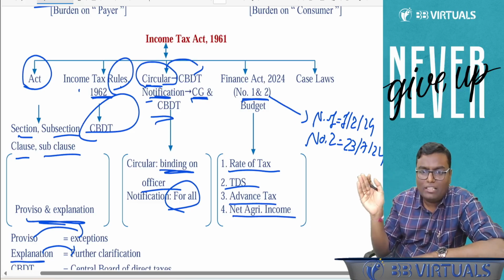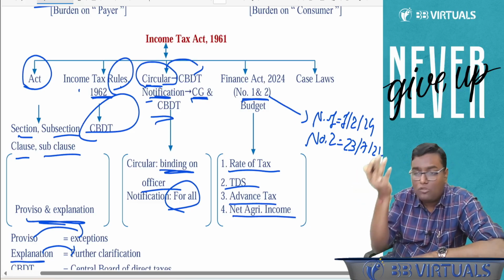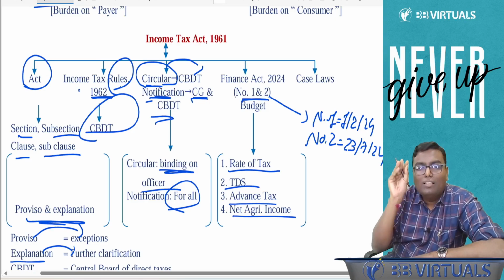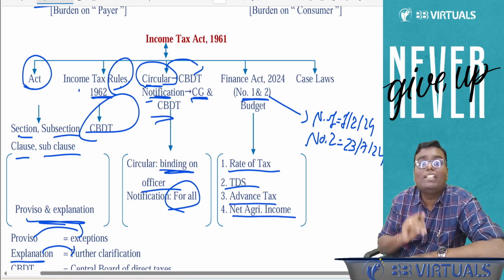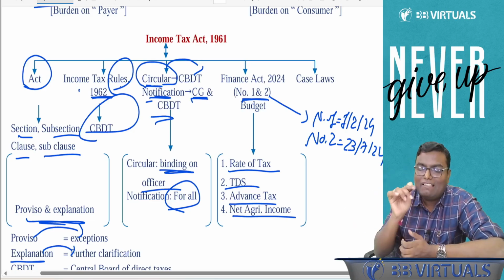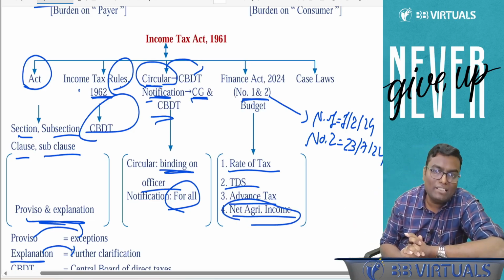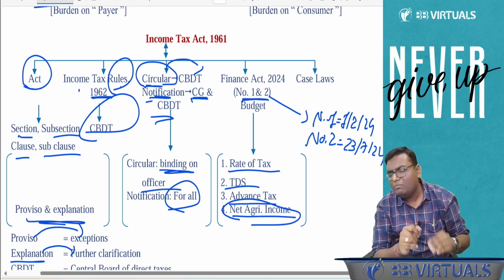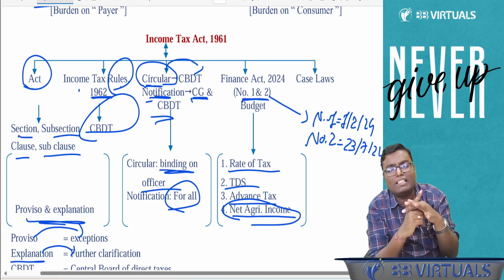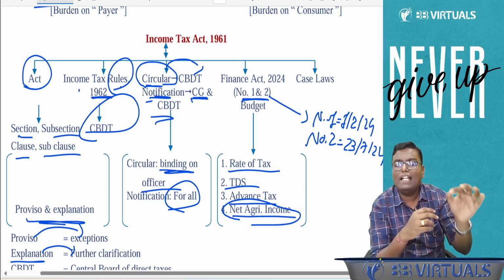If you have agriculture income, tax is not applicable because the article didn't give the power. But if you have other income, tax is applicable. What if you have income combining these two? A little bit of agriculture income, a little bit of other income. Then the tax calculation becomes complex. Then how to calculate the tax? It is said by this fourth part, that is net agriculture income. So in any budget, 4 parts are there. Part 1 rate of tax, part 2 TDS, part 3 advance tax, part 4 net agriculture income.